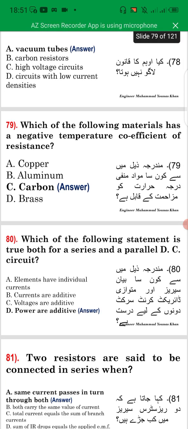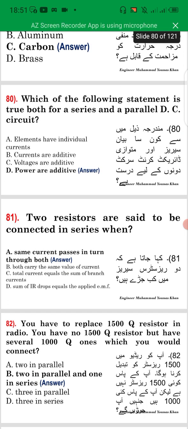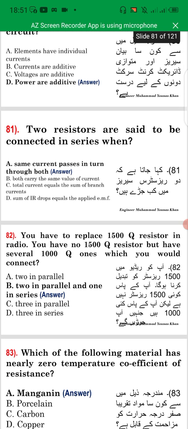Which of the following statements is true both for a series and a parallel DC circuit? Elements have individual currents. Currents are additive. Voltages are additive. Powers are additive. Powers are additive. Two resistors are said to be connected in series when the same current passes in turn through both. Both carry the same value of current. Total current equals the sum of branch currents. Sum of IR drops equals the applied EMF. The same current passes in turn through both.